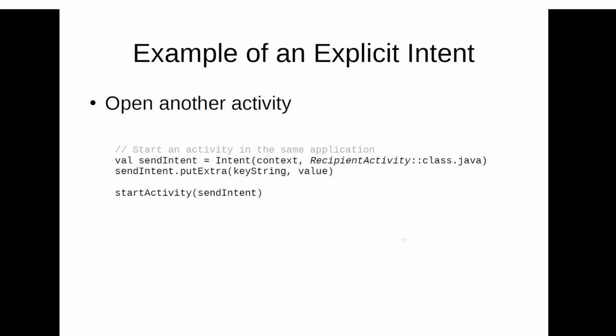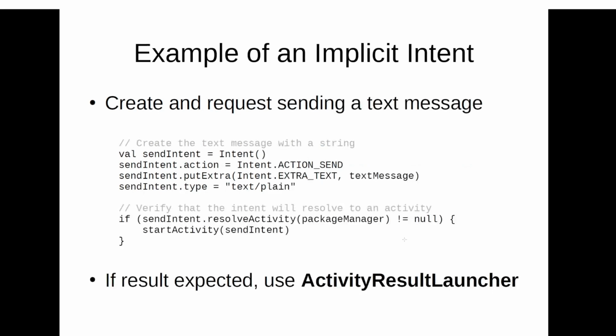An example of an explicit intent is simply one where we specify the recipient component by referencing its class. An implicit intent does not have a class specified. Instead, we'll specify a specific action and include any additional pieces of information that are required, such as extra information, data, or categories.